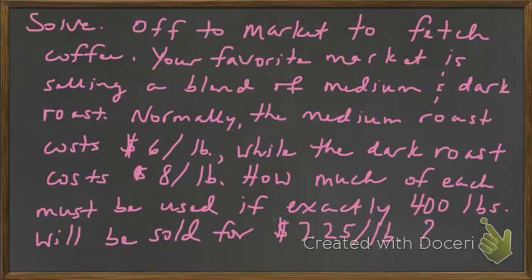Presenting a classic mixture problem. You want to mix medium roast with dark roast. The medium roast costs $6 per pound, the dark roast costs $8 per pound. If you're going to use exactly 400 pounds and sell the mixture for $7.25 per pound, we want to know how many pounds of medium roast and how many pounds of dark roast you are using.